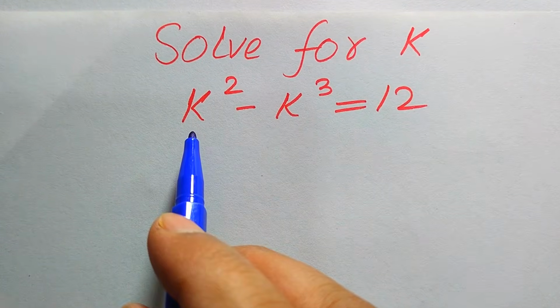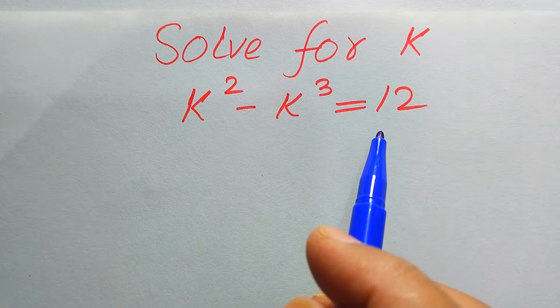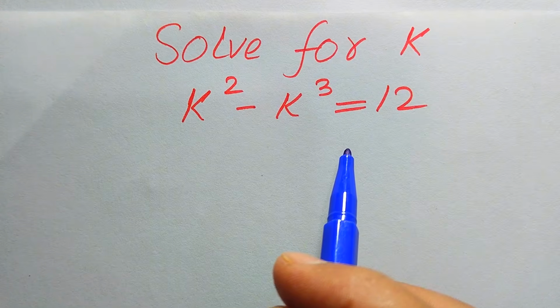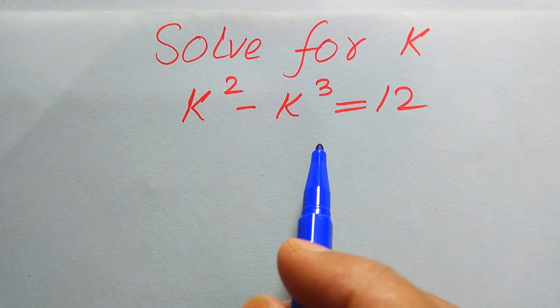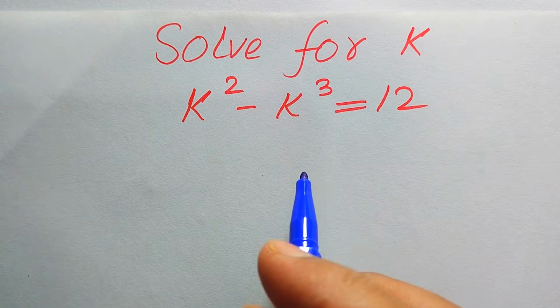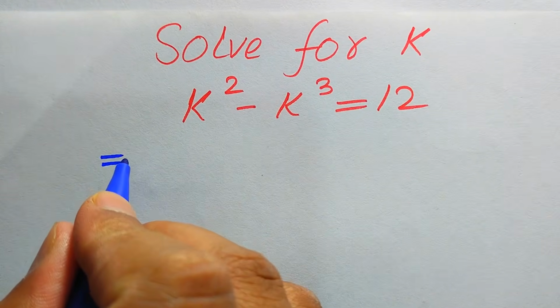So here we have k square minus k cube is equal to 12, and we solve this problem for all the values of k. Here we need to find all the roots of this equation. You see that this is a cubic equation. It means that this equation has three roots. We need to find all three roots of this equation. And now we move towards the solution of this problem.